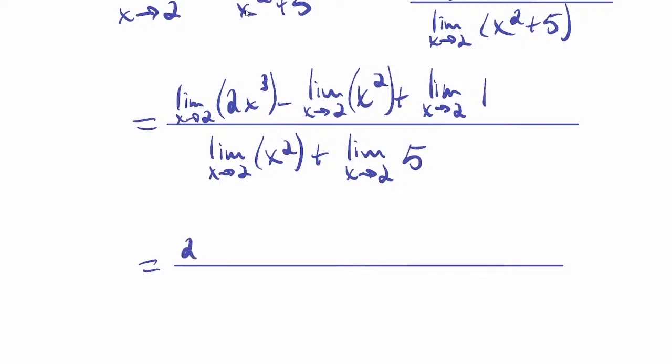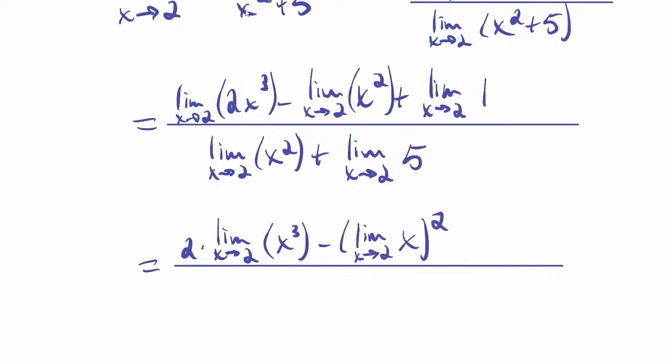So this is 2 times the limit x goes to 2 of x cubed minus parentheses limit x goes to 2 of x squared. So I moved the limit inside the exponent. This guy, this is the limit of a number, so just plus 1. Right? On bottom, I'll do the same thing I did on the top with the exponent. I'll move the limit inside the exponent. So I get parentheses limit x goes to 2 of x squared plus 5.